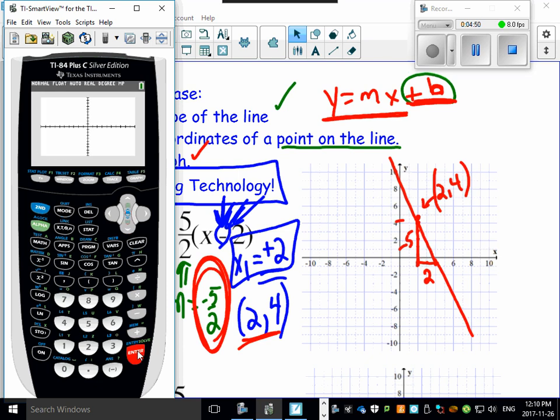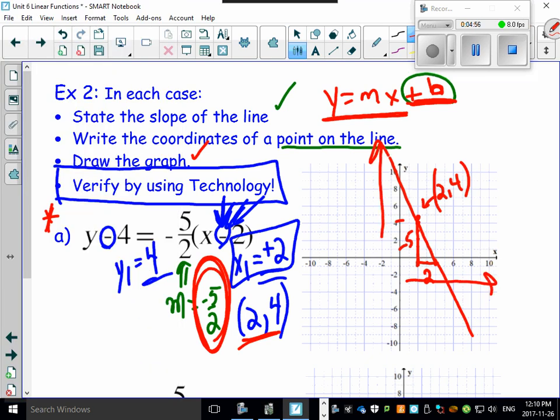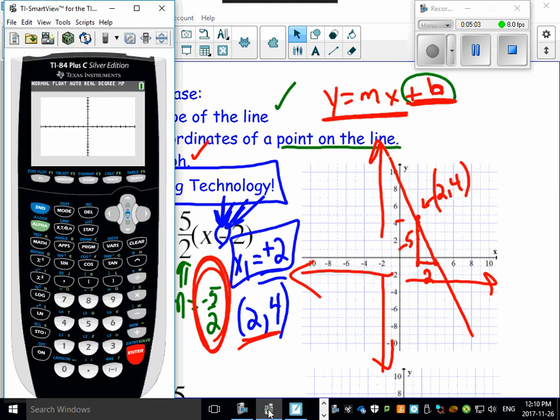standardize your graph. And you looked at all the graphs that we've done, we've always done this to have 10 going this way, 10 going this way, 10 going this way, 10 going this way. But I never called it what it's actually called. That's called zoom standard. Okay? So it should give you a nice looking graph.